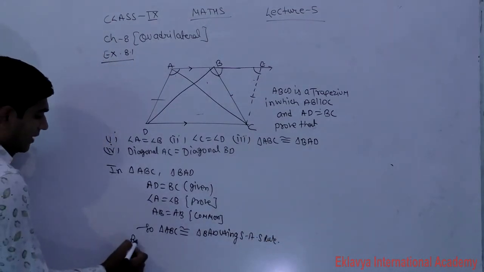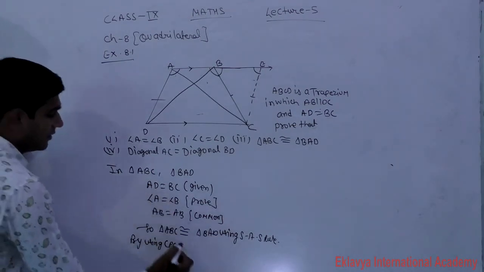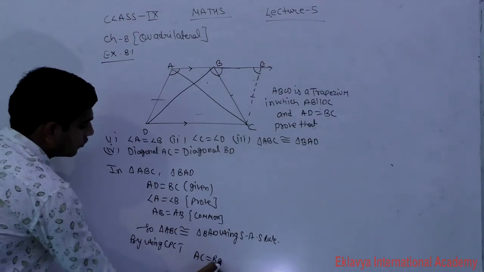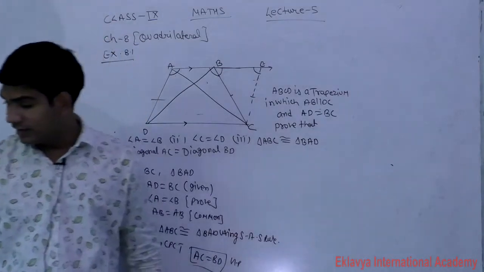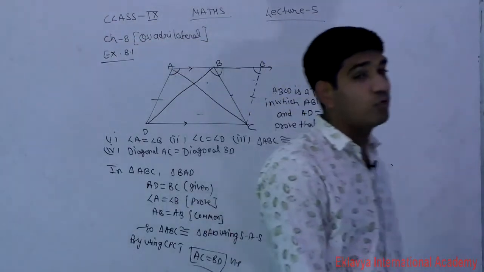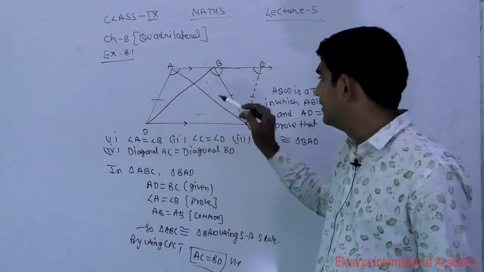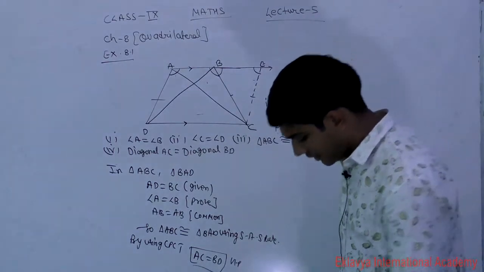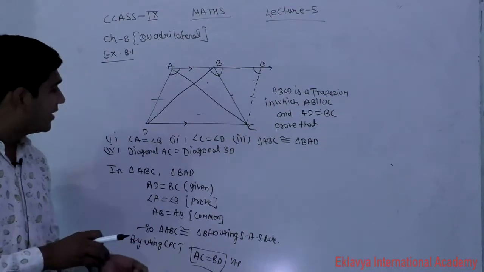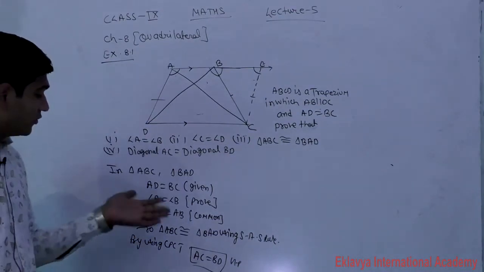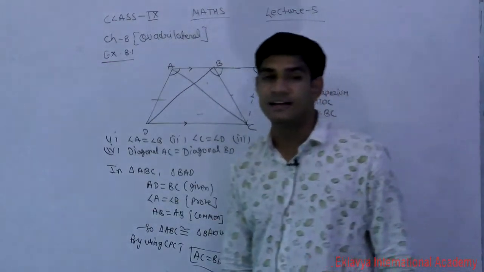Understand? Now by using CPCT, AC is equal to BD. Hence proved. So in that question what we proved here is that in triangle ADB and triangle ABC, AD is equal to BC given, angle A is equal to angle B you have already proved, AB equals AB common, so both triangles are congruent. By using CPCT, their corresponding sides are equal.